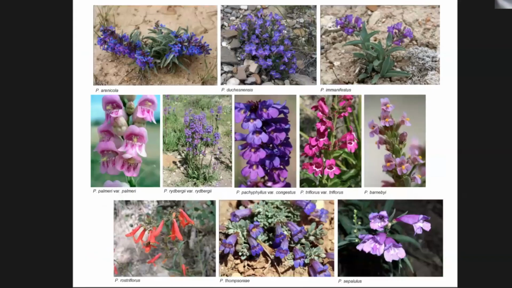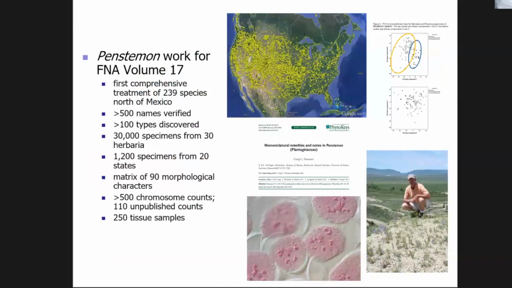So just to wrap stuff up, this was the love of my life for about 10 years. There are no more beautiful plants than penstemons. A lot of stuff in the Western US. I could talk to you for hours about this stuff, but I'm not going to. All I want to do is just to mention some of those derivatives. In addition to the treatment that was produced for the flora, which ultimately covered 239 species, we looked at over 500 names and verified them. Over 100 types that were undiscovered in collections were pulled out and determined. I looked at about 30,000 specimens in 30 herbaria. So those determinations are in collections around the United States, and I also made a lot of collections myself that were used in the project.